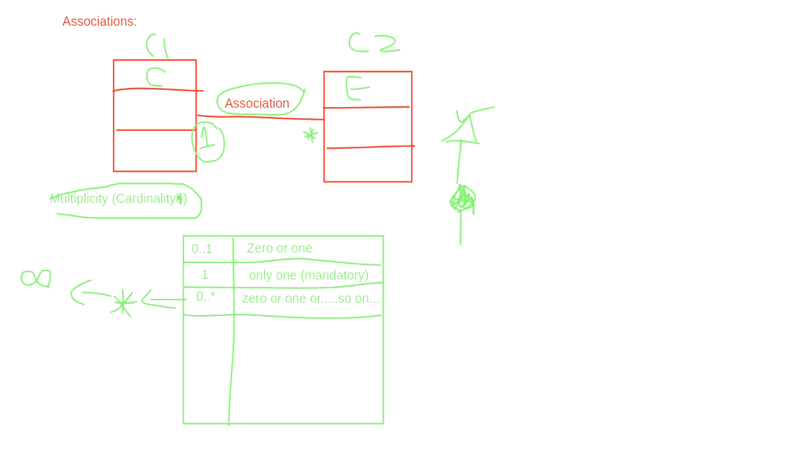So now, understood 0..star. Here, instead of star, the other notation is I can write infinity here, or I can write 0..star also. Both are the same.